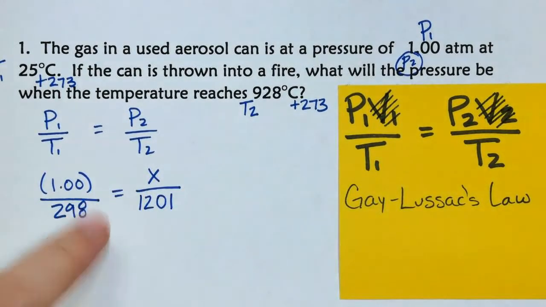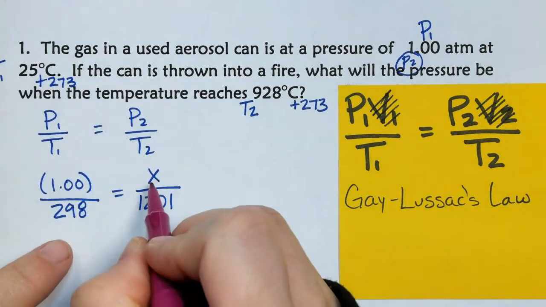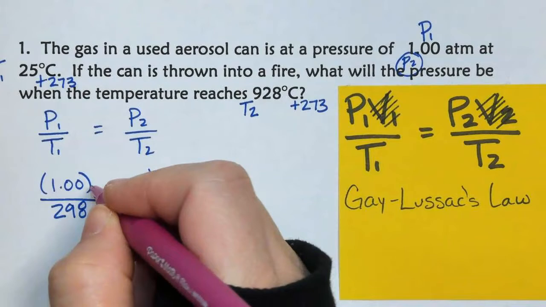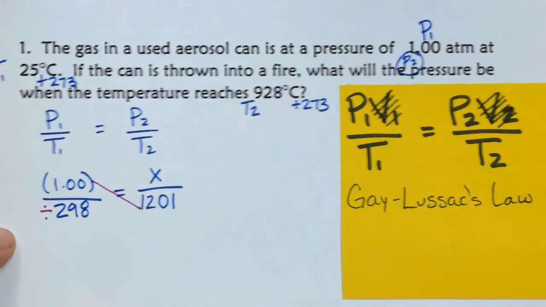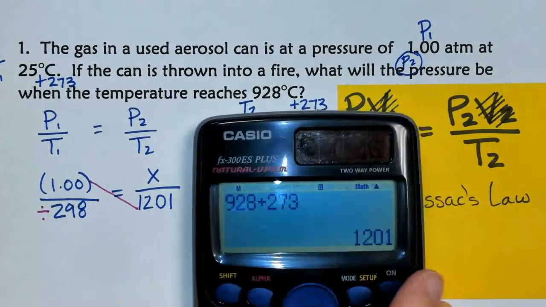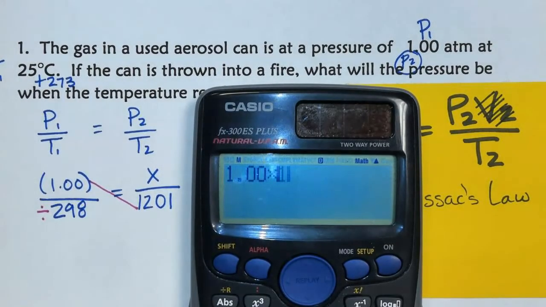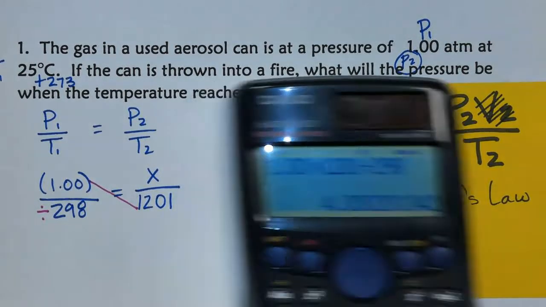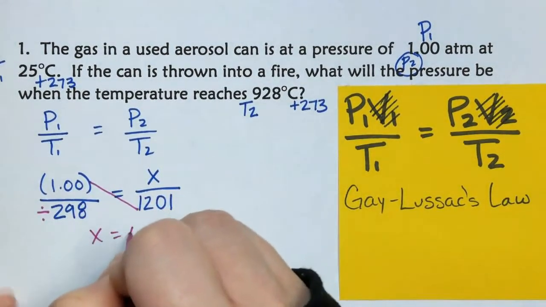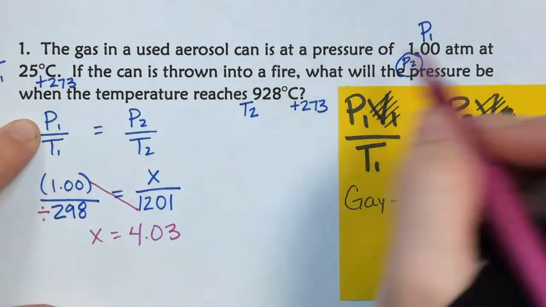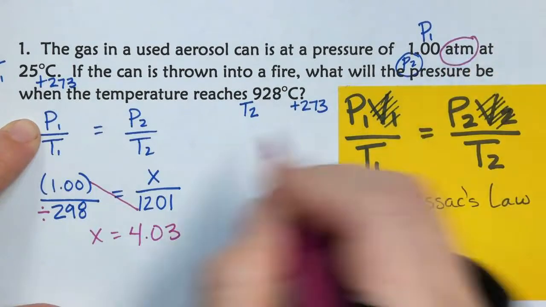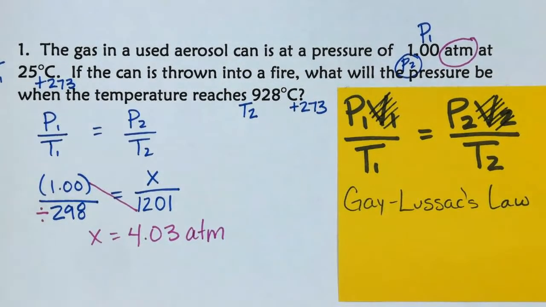All right, so now I have my equation set up. I can calculate my answer, and I'm going to use cross multiplication. We don't start our cross at the X, we start opposite the X, so it's going to be this times this, and then divided by this. So we're going to do 1 times 1201 divided by 298, and that's going to give us 4.03, so X equals 4.03. Remember, whatever P1 is, that's what my P2 is. P1 was atmospheres, so my P2 is also in atmospheres.